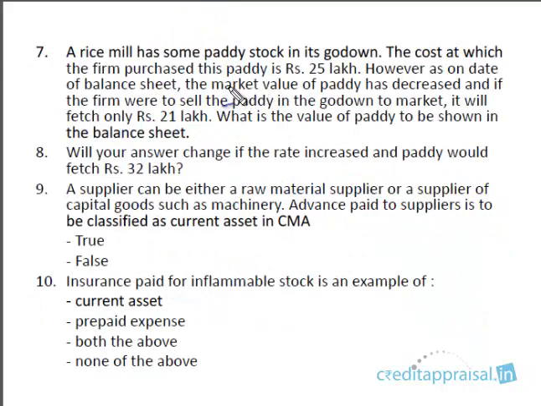Next question is, a rice mill has some paddy stock in its godown. The cost at which the firm purchased this paddy is 25 lakhs. However, as on the date of the balance sheet, the market value of the paddy has decreased. If the paddy in the godown is sold in the market today, it will fetch only 21 lakhs. So this is the sale realization, the realizable value.